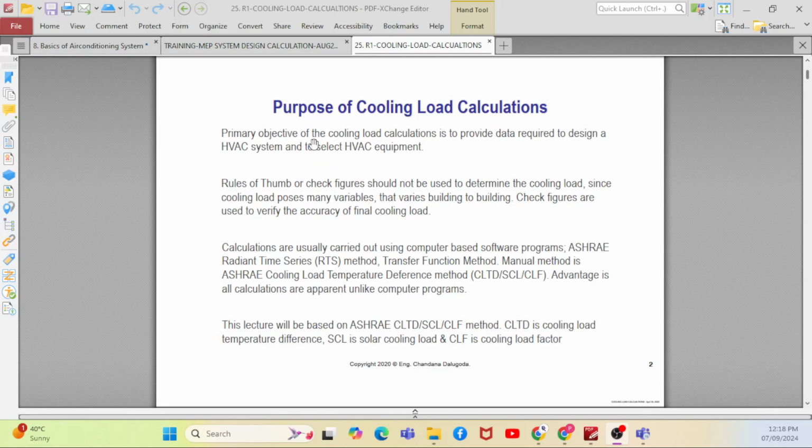Next, we'll talk about the purpose of cooling load calculation. The primary objective of the cooling load calculation is to provide data required to design a HVAC system and to select HVAC equipment. So, why are we doing the heat load calculation? For the selection of HVAC equipment, basically, and to understand what is the heat inside the space. This is one of the methods.